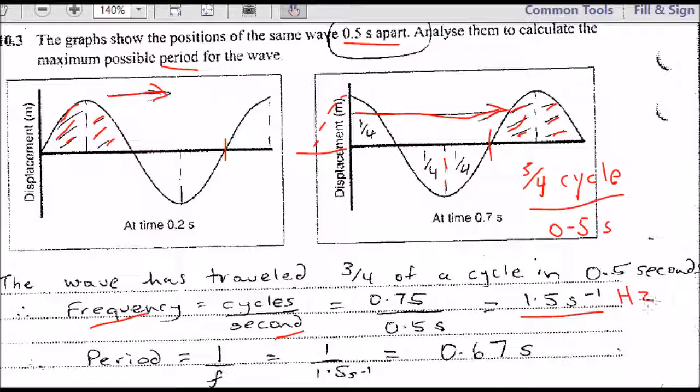Okay, so remember from our relationships that one period, or T, equals 1 over the frequency. Okay, so 1 over the frequency, so our frequency is 1.5, so 1 over 1.5 gives us 0.67 seconds. So the period of the wave is 0.67 seconds.